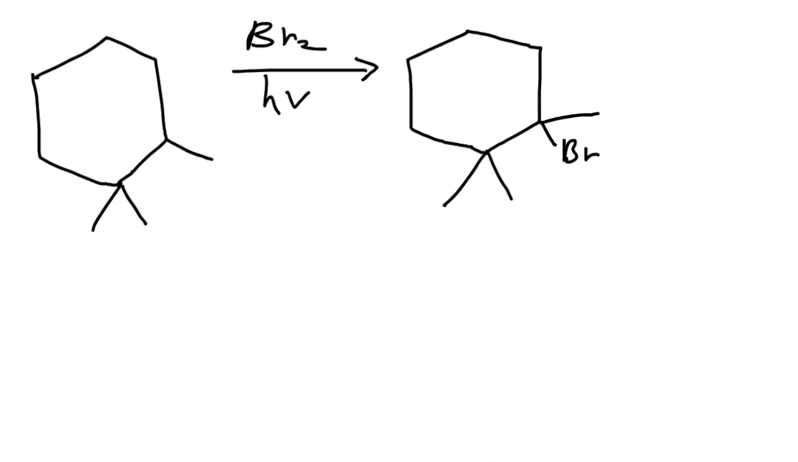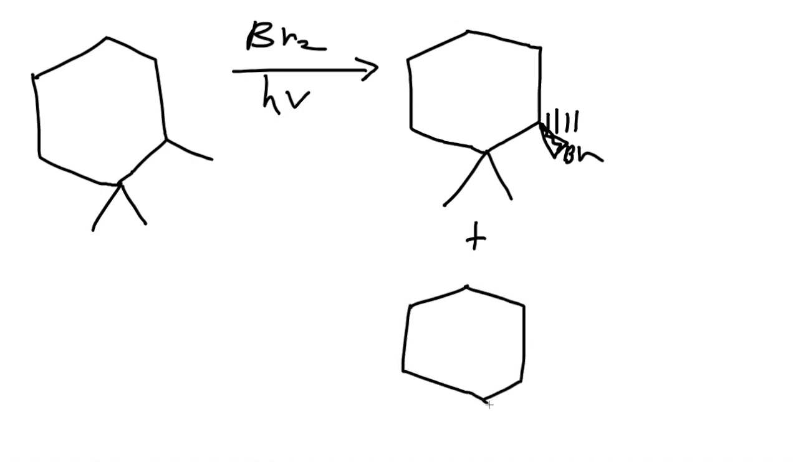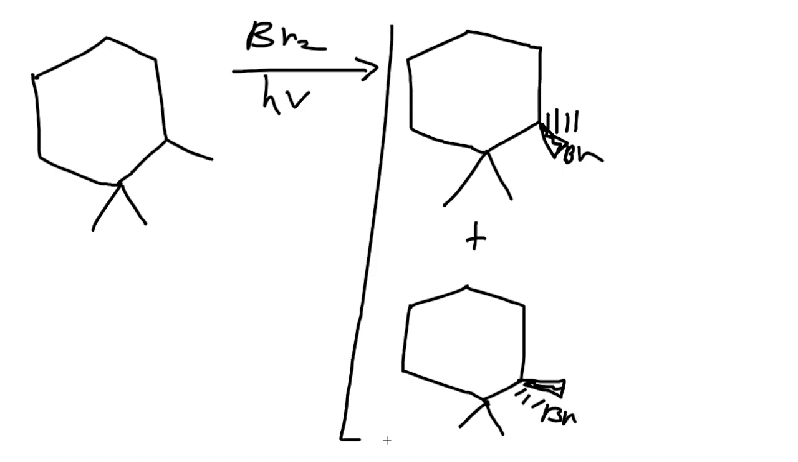But also, this is a chiral center, so we must make it chiral. Let's put a dash on the methyl group, and then add the wedge on the bromine, and plus the other half of it. And this is our final product. We have 2 products for this question.